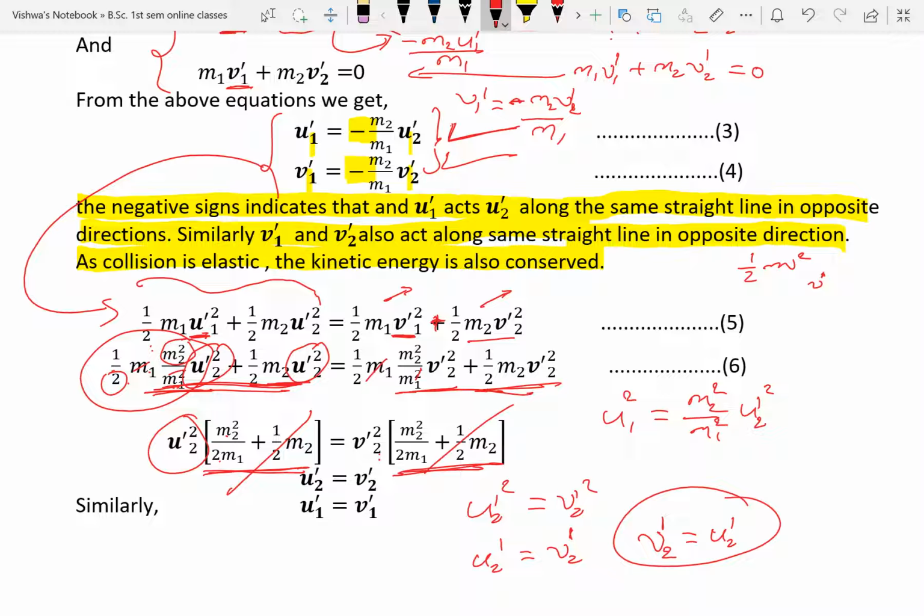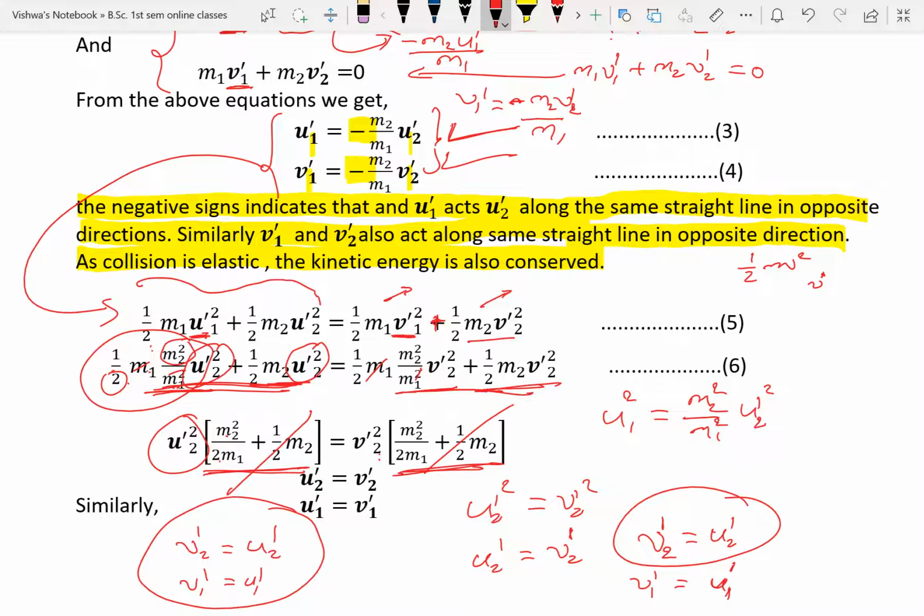This is the velocity after the collision in the center of mass frame of reference, which is the same as the velocity of the second object. Similarly, v1 prime is also equal to u1 prime. So totally, v2 prime is equal to u2 prime and v1 prime is equal to u1 prime. These two are the velocities after the collision in the center of mass frame of reference.